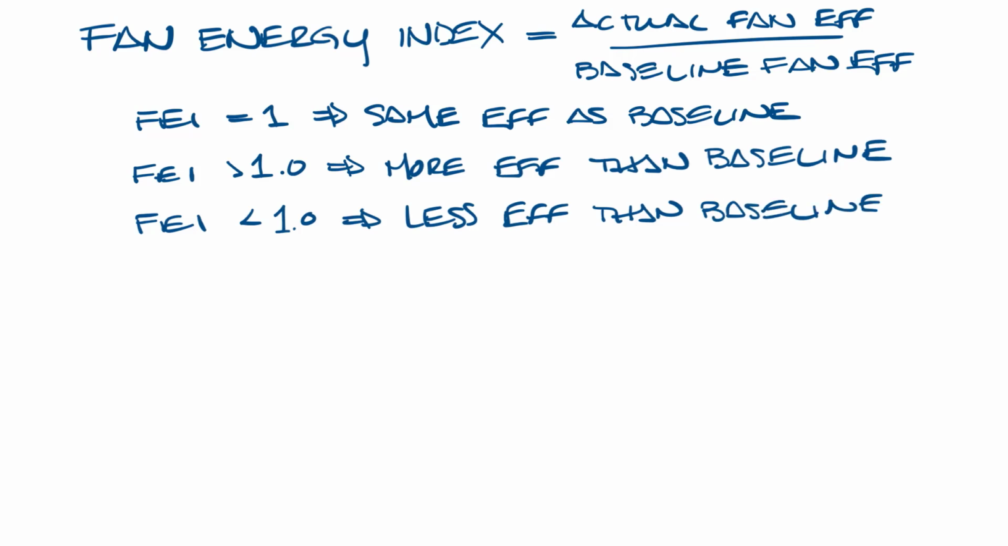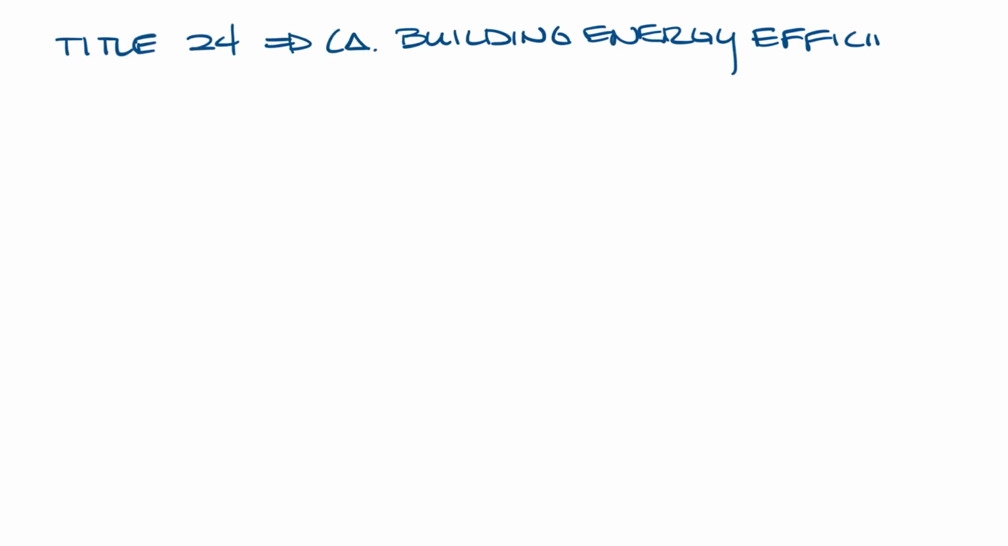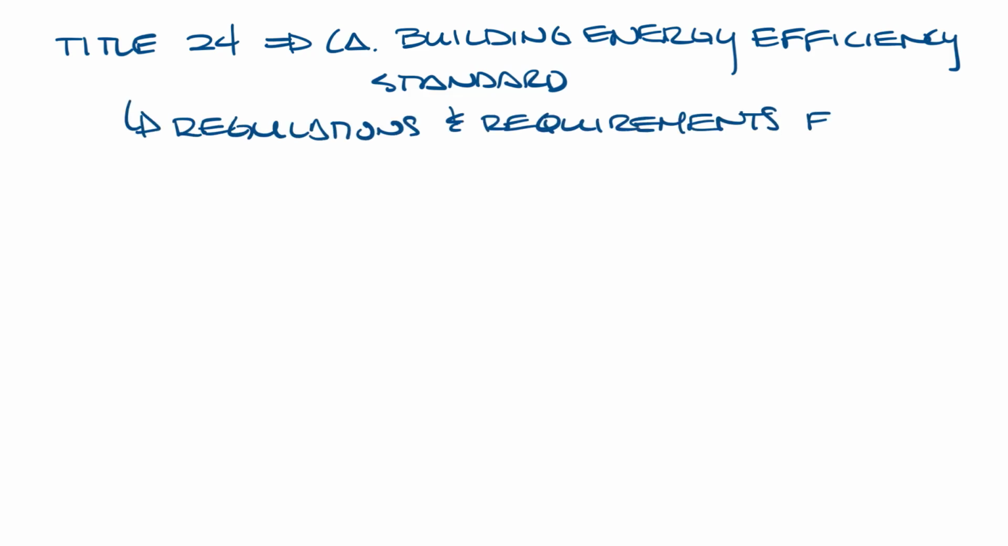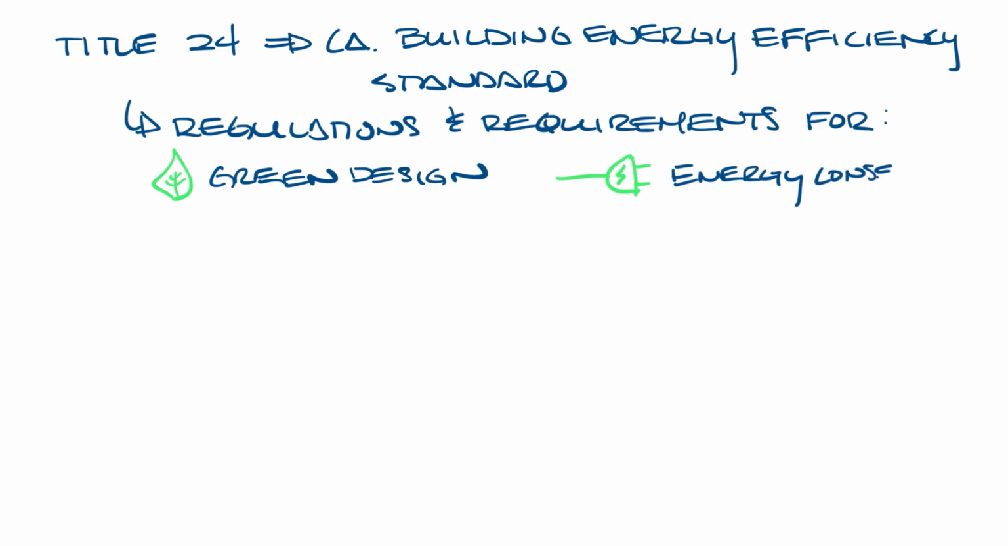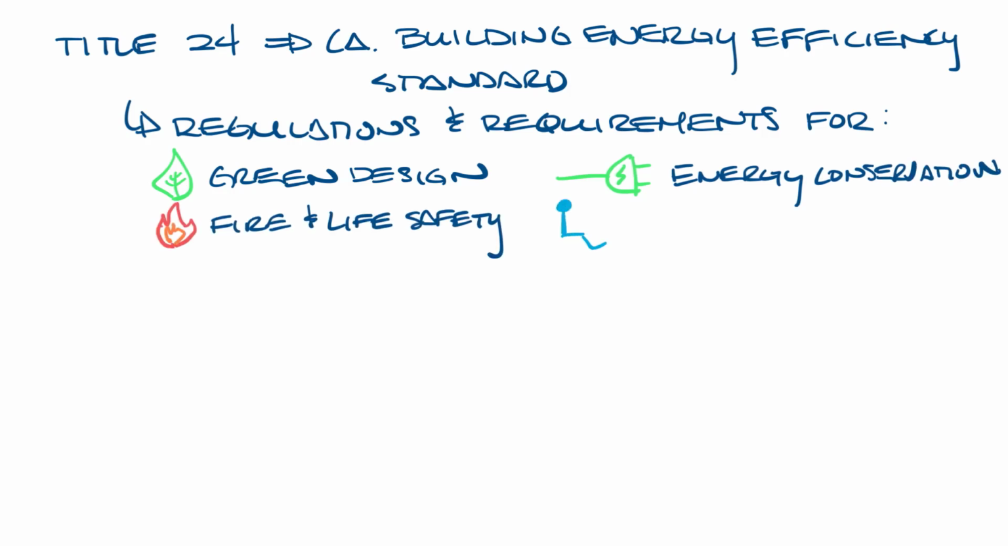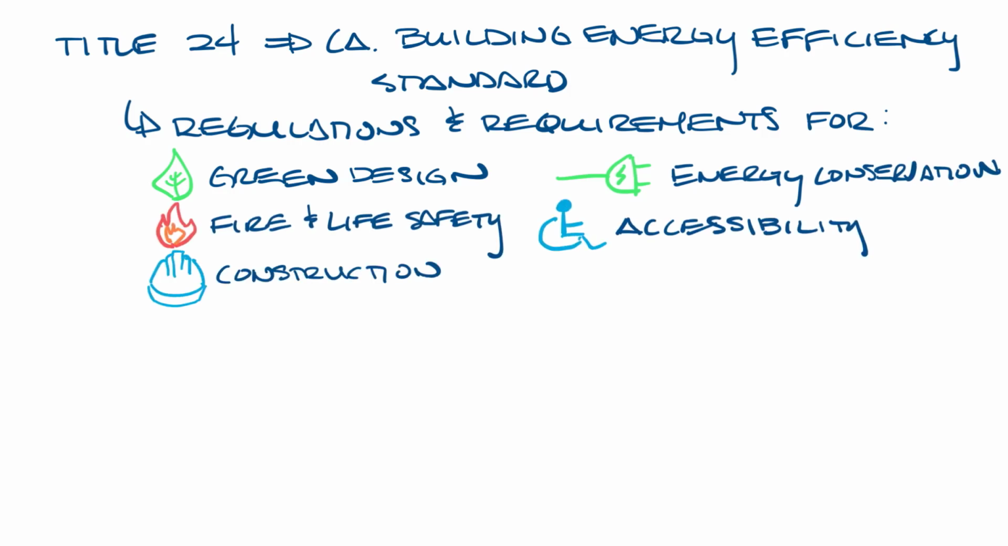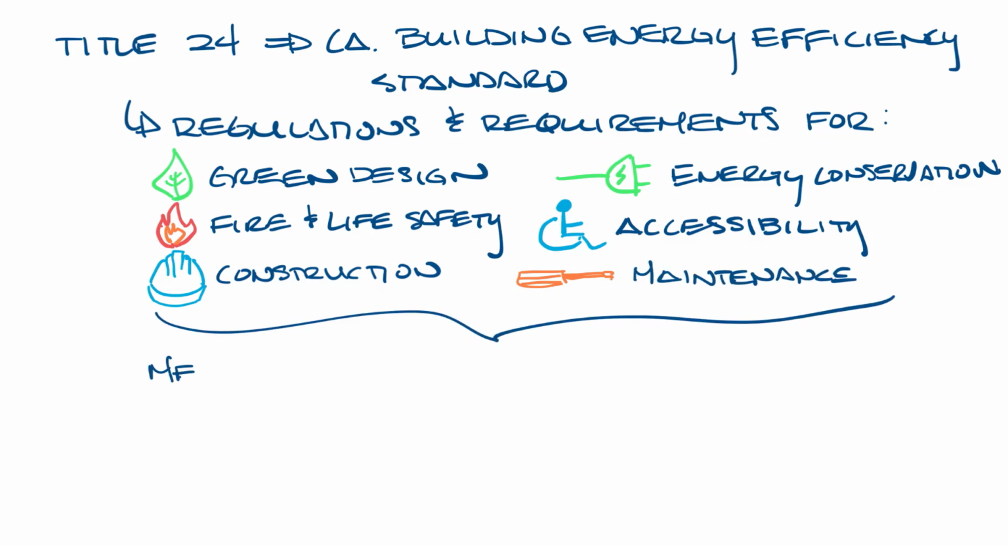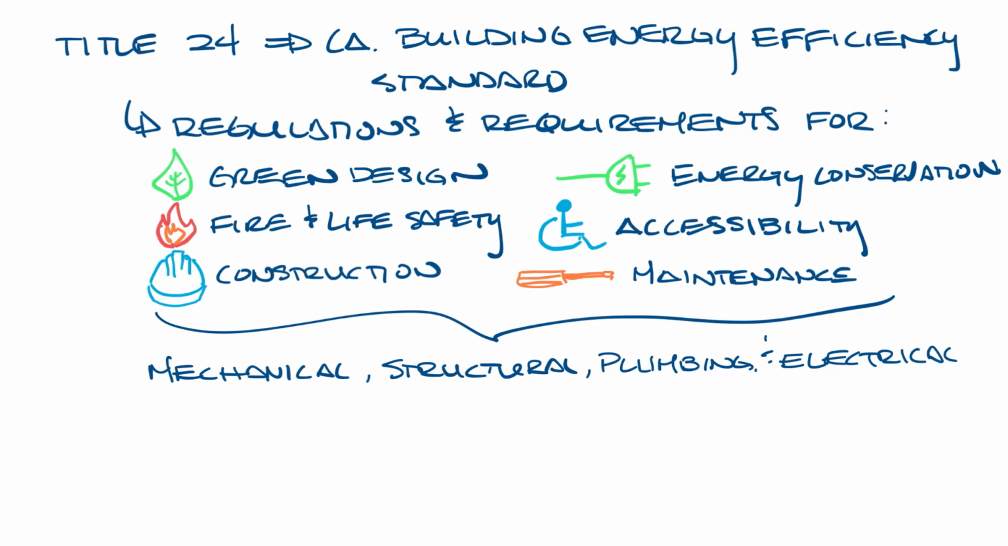So let's move this out of the way and look at Title 20 and Title 24, starting with Title 24. Title 24 is California's Building Energy Efficiency Standard. It's a set of regulations and requirements for green design, energy conservation, fire and life safety, accessibility, construction, and maintenance that all apply to mechanical, structural, plumbing, and electrical systems in a building.